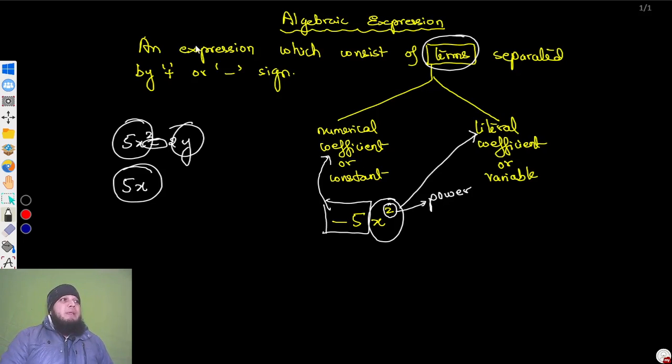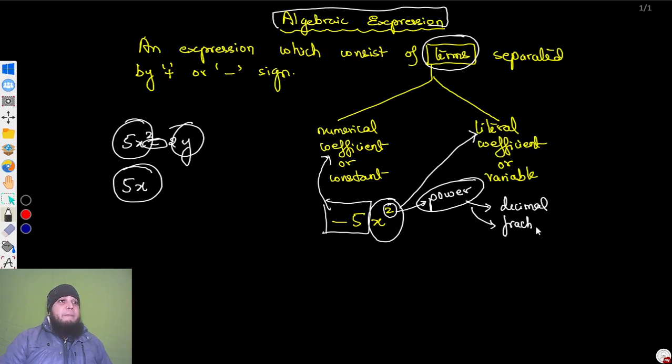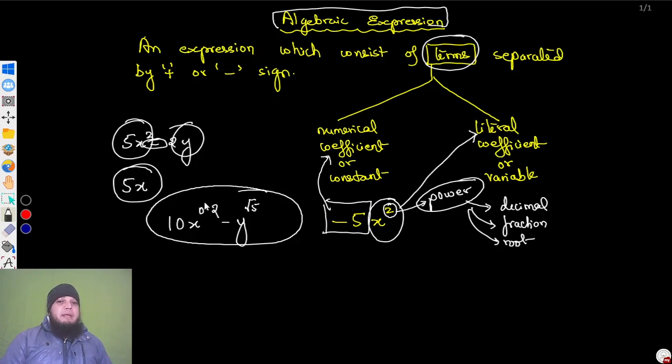Now, one thing associated with algebraic expression is that the power can be a decimal, a fraction, or a root. The power could be anything. If I write 10x to the power 0.2 minus y to the power root 5, this is also an algebraic expression.